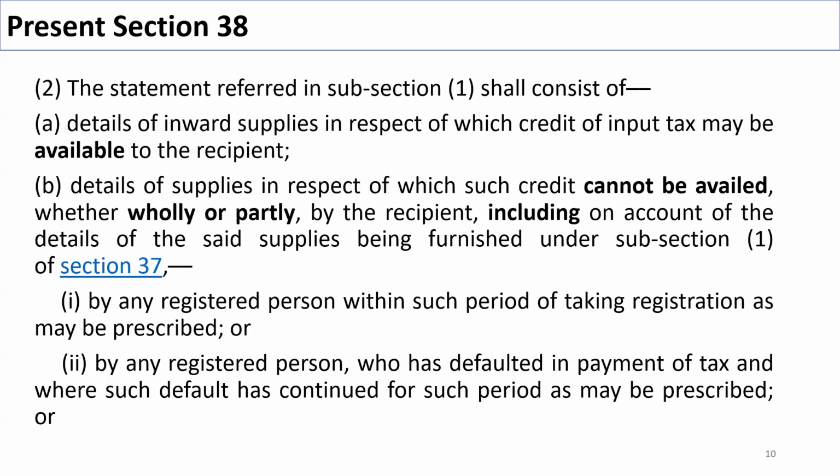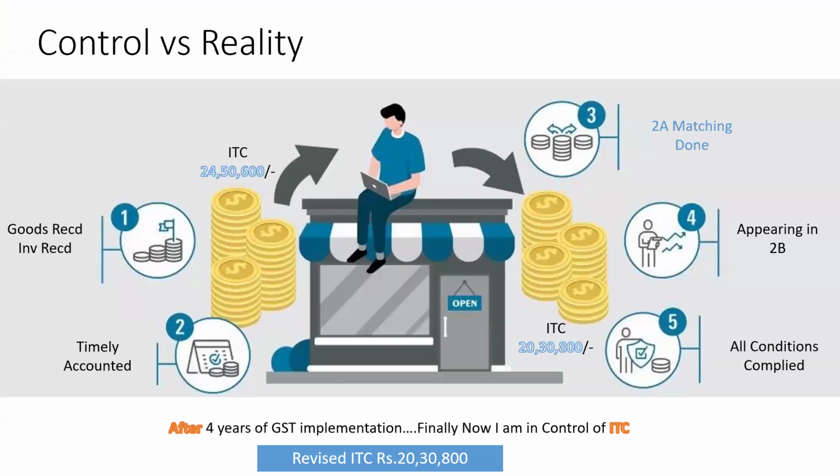2(b)(i), it states that supplies by any registered person within such period of taking registration as may be prescribed. So they have kept a provision. If any supplier is newly registered, for some period they may impose a restriction, for example the initial 30 days. So if I buy from him, even though it is appearing in my GSTR 2B or auto-populated statement, even then the ITC may be restricted as per Roman number 1 of section 38(2).